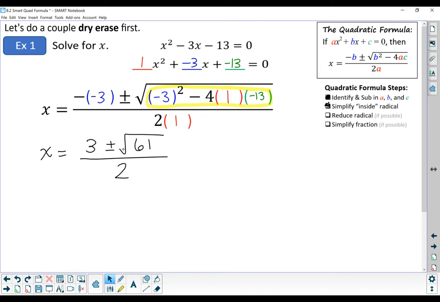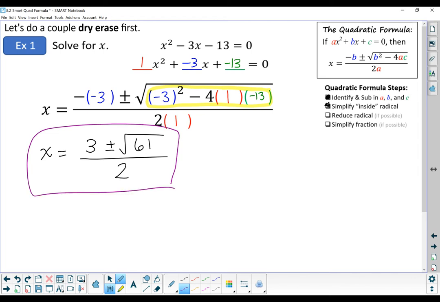Whoops, not yet. Let's put a pretty box around it. x is equal to 3 plus or minus root 61 over 2.